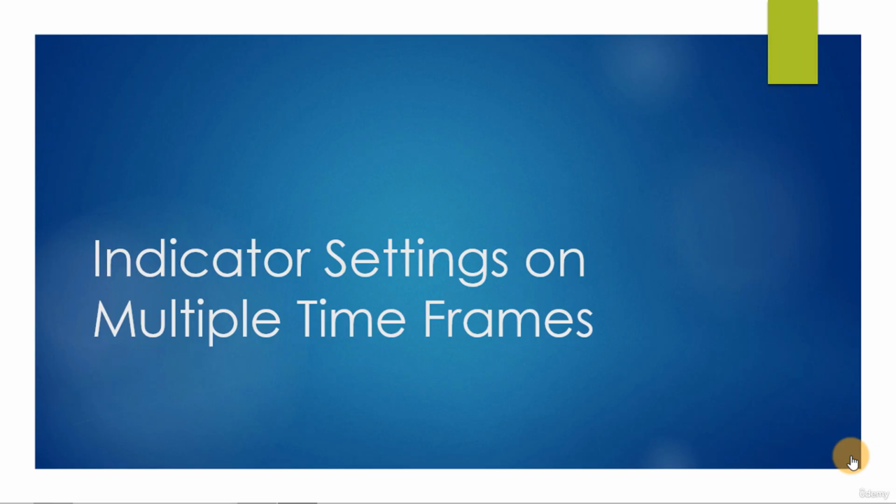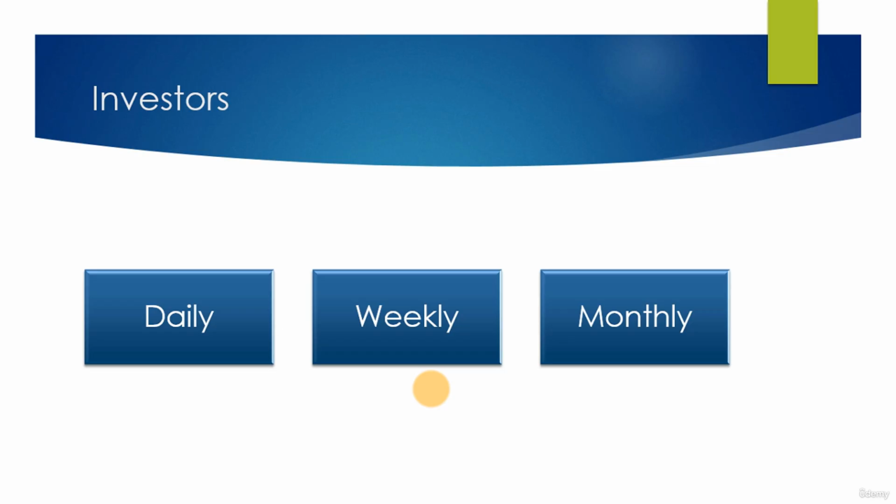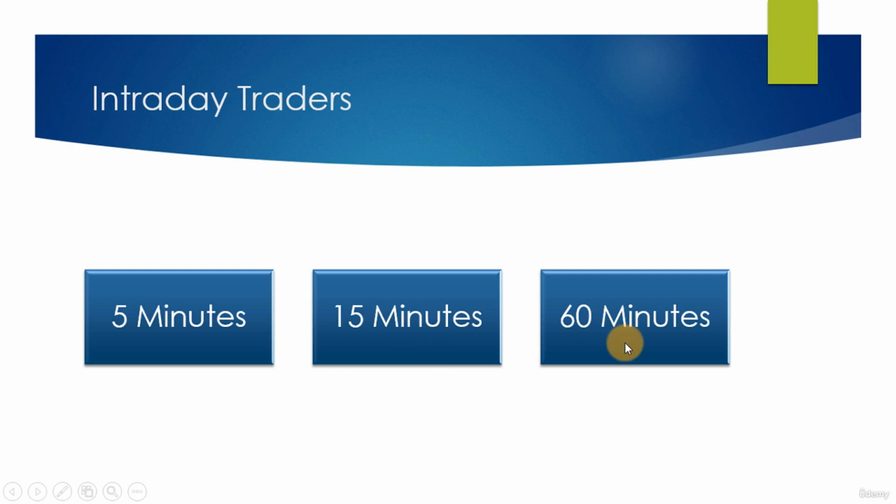on different time frames. First of all, you should always know your trading perspective. You can be a long-term investor, you can be a positional trader, you can be a day trader, or you can be a scalper. Then choose the set of 3D charts that relates to your perspective. For example, if you are a long-term investor, your chart should be daily, weekly, and monthly. And if you are a positional trader, your chart should be hourly chart, daily chart, and weekly chart.